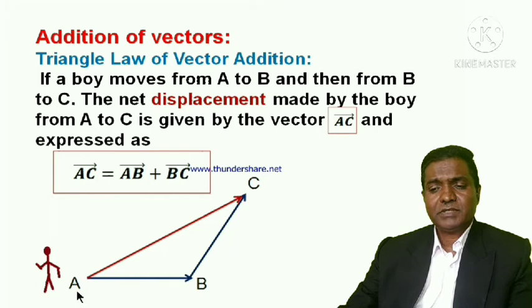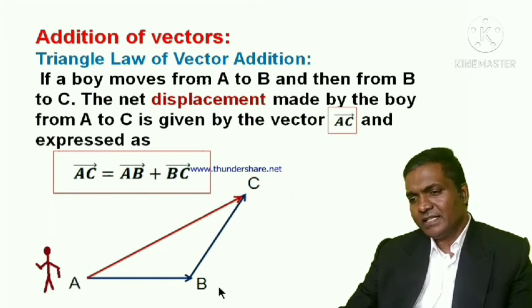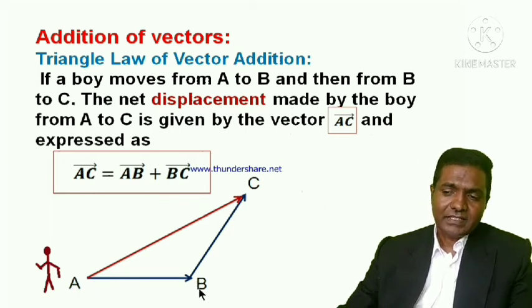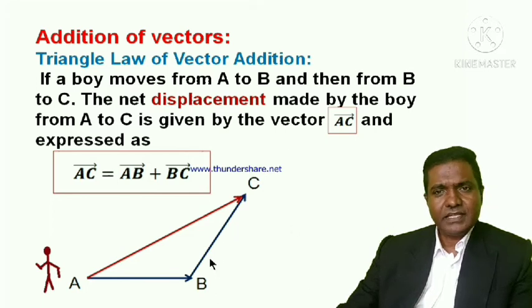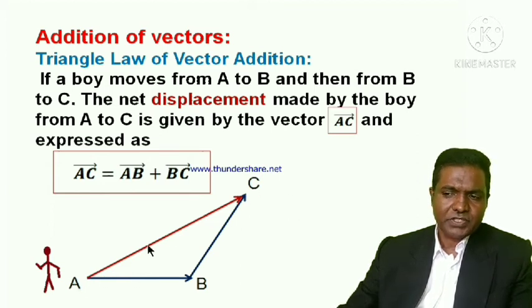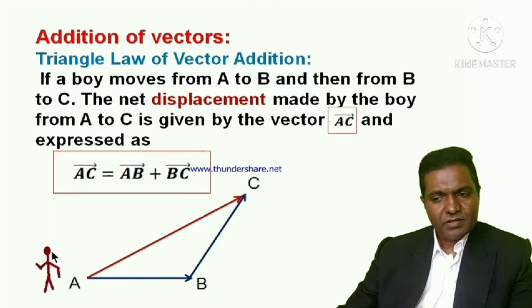So the first displacement was this. He started from A and he reaches B. This was the first displacement. Then from the point B he traveled towards C and he reaches C. So this is the second displacement. Then the net displacement is this, the difference between final position and initial position. So this vector AC is called the net displacement of the boy.